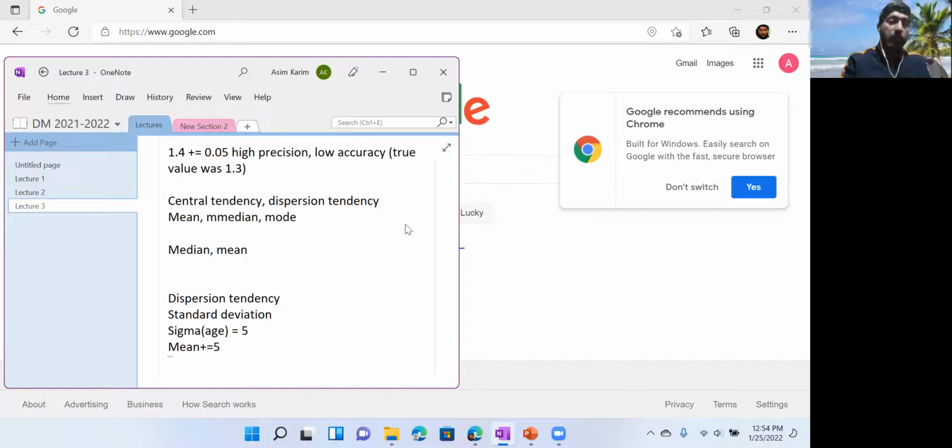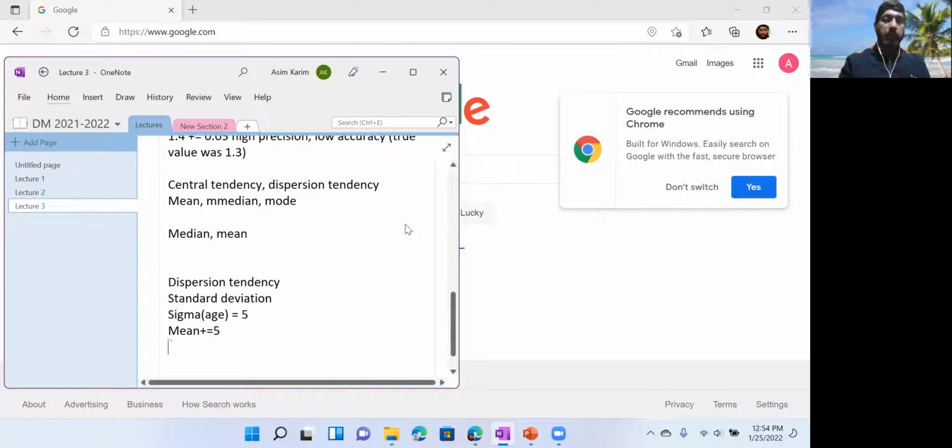The unit of the standard deviation is the same as the attribute. So let's say if you're talking about age, it has the same unit. If we are talking about weights, for example in kg, the unit of the standard deviation would also be in kg.